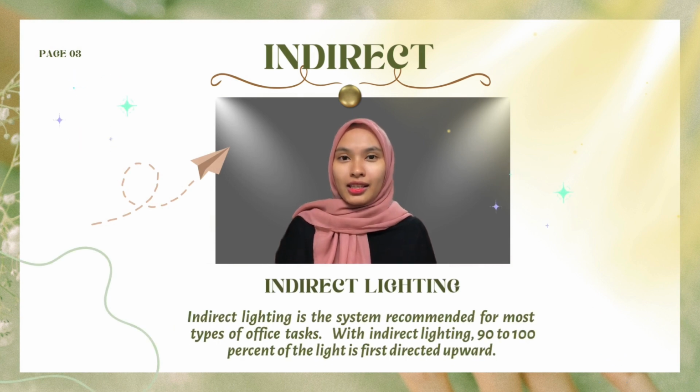Indirect lighting is the system recommended for most types of office tasks. With indirect lighting, 90 to 100% of the light is first directed upward. The light then becomes diffuse and is reflected downward to the work area. The diffusion of the light eliminates most shadows and glares.